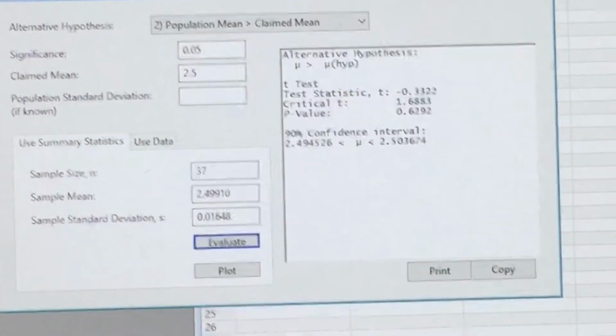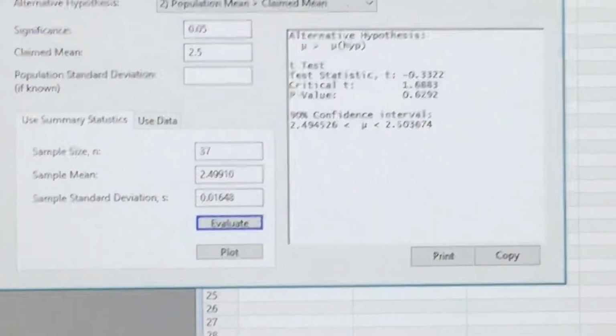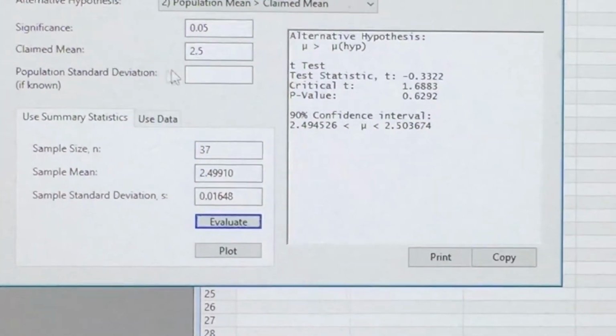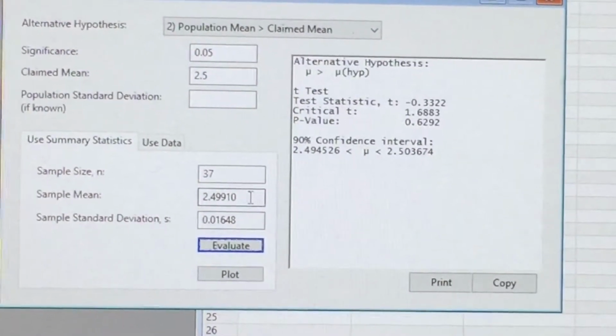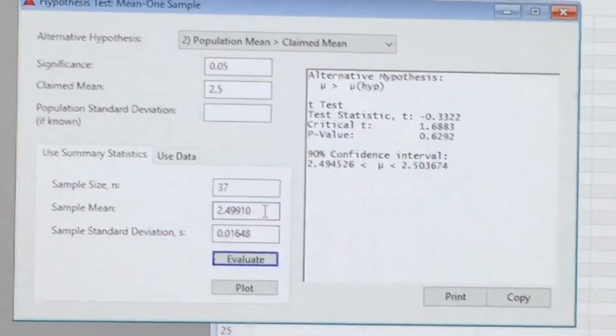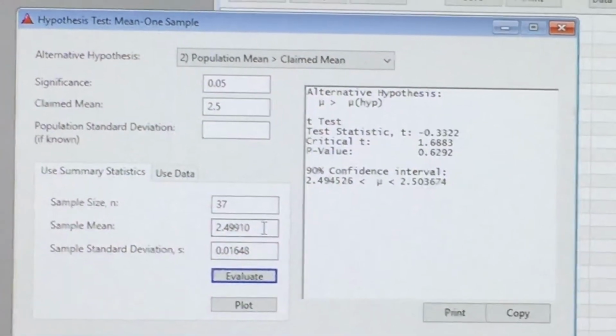And I apologize for putting the wrong mean value here, where it says the claimed mean was 2.5. That 2.49910 is your sample mean for those 37 coins. Okay?